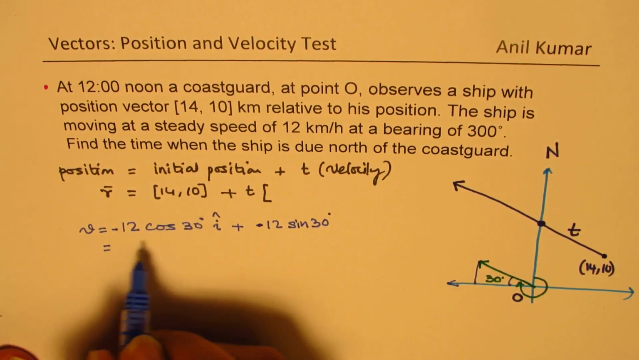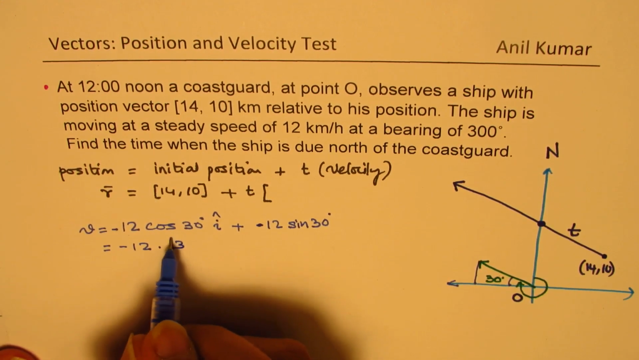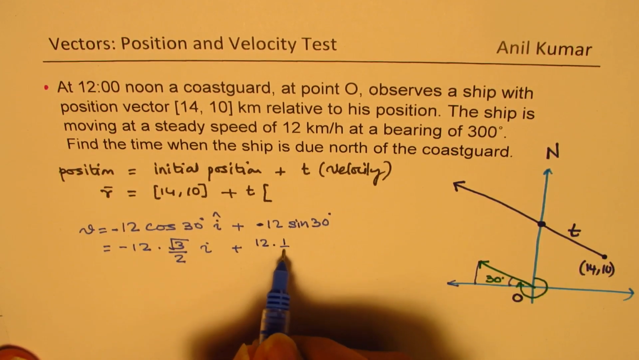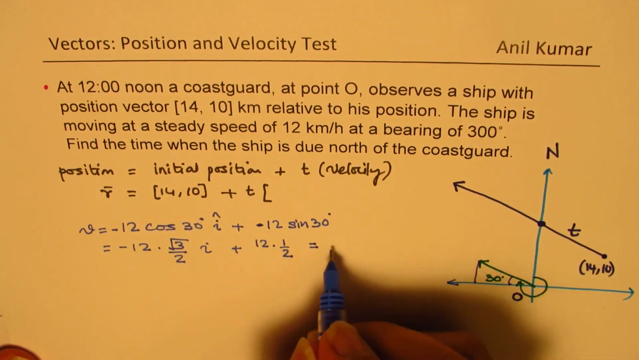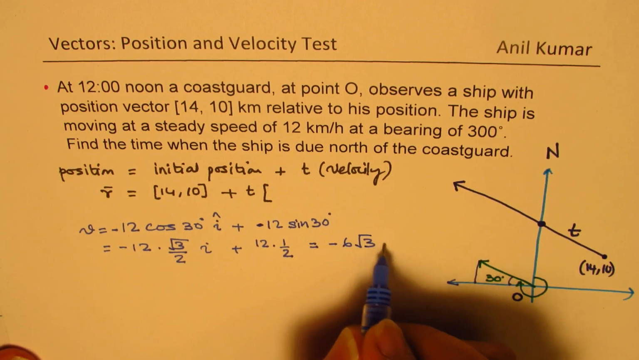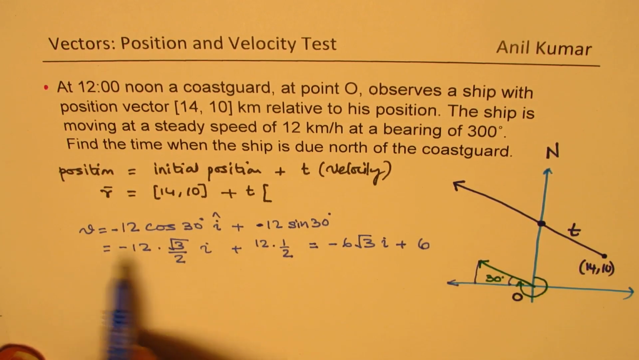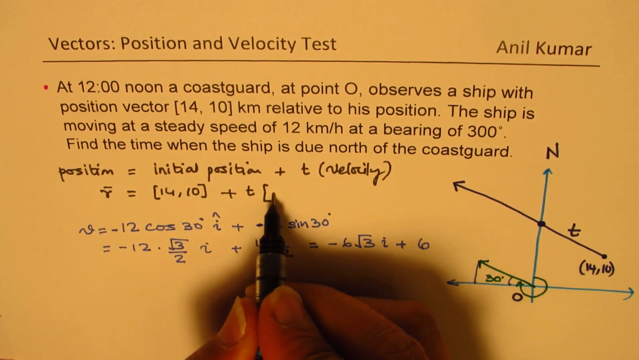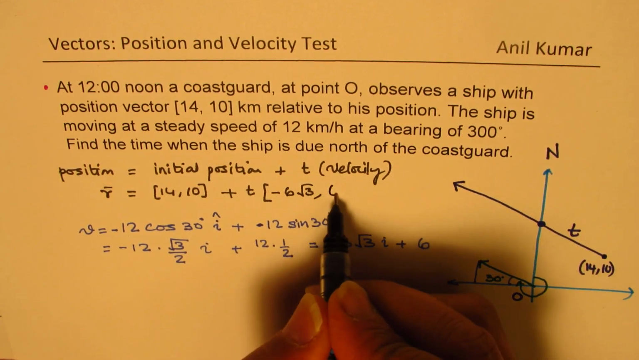Okay, so this factor is square root 3 over 2 i, and this is half, so it is 12 times half. Or you could write this as minus 6 square root 3 i plus 6 j. Get it? So that becomes your v. So I'm going to place this value right there now. Is that clear to you? So we have this as minus 6 square root 3 comma 6.